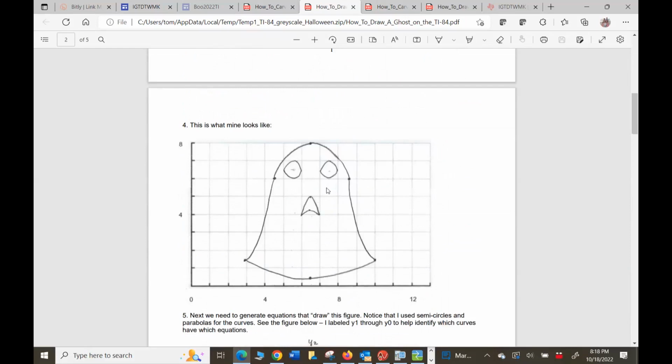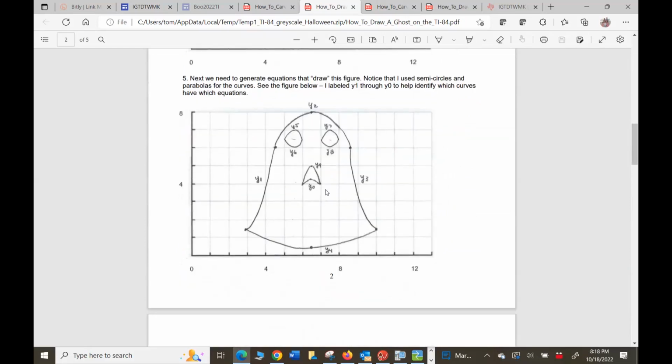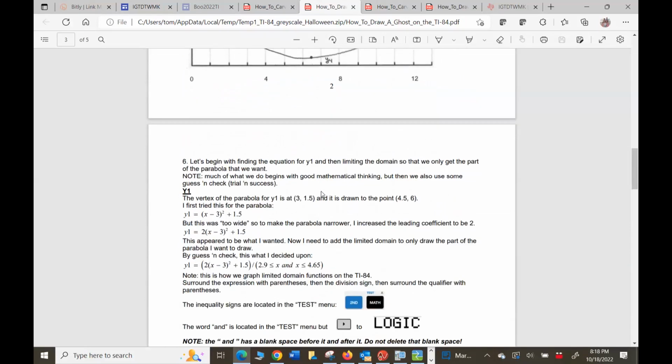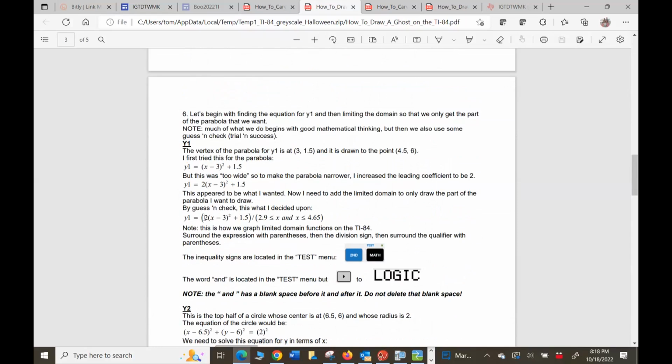And this is very similar to what I did before, labeled them. The only difference on the 84 is, again, that I put parentheses around my function, use division as my such that, and then parentheses around my qualifiers there. And again, the inequality signs are in the test menu. It does not have the nice templates there with the and statement, but the test menu has logic.